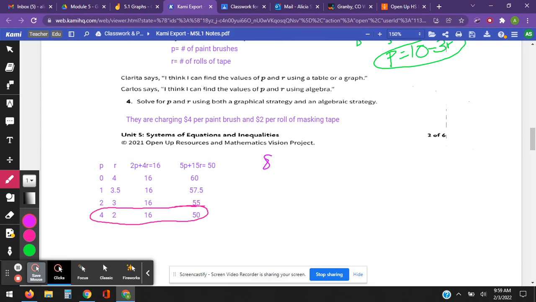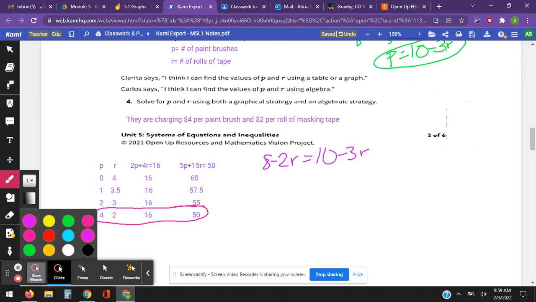So I'm going to do the 8 minus 2R equals 10 minus 3R, and I'm just going to solve for R. If I add 3R to both sides, those cancel. That will make 8 plus R, that's a positive now, equals 10. Now I can get rid of my 8. So R equals 2. That's what I got over here.